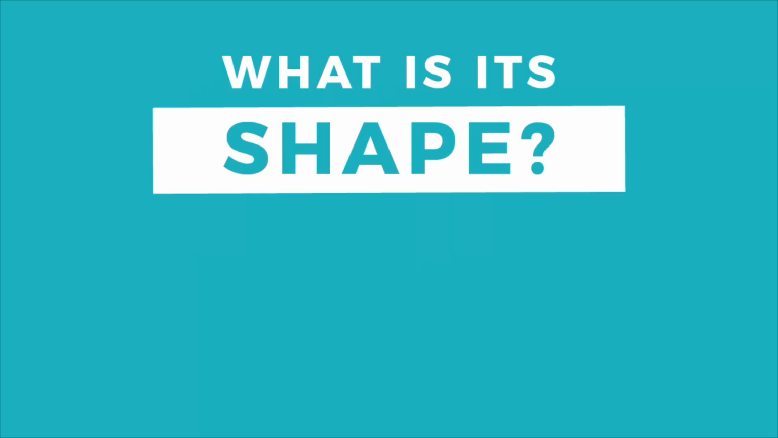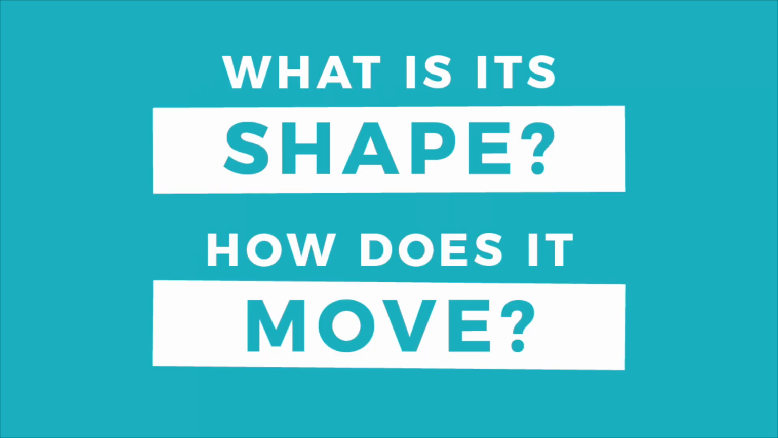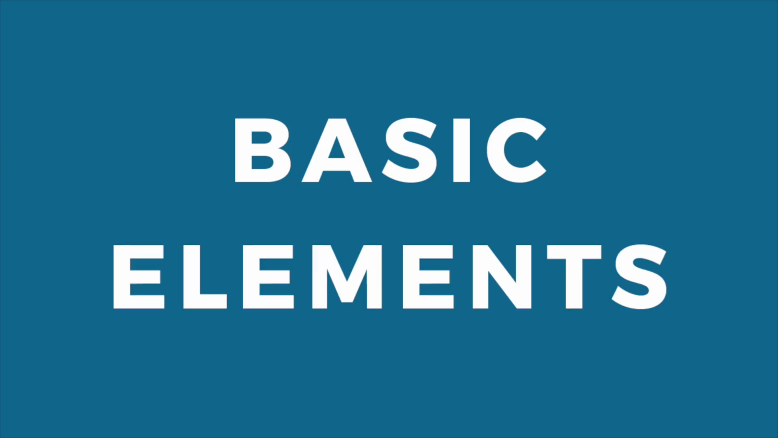But to really get a better understanding of something, we need to understand two things. What is its shape and how does it move? In answering these questions, we can define the basic elements, or what unique qualities make a leg a leg. We determine this by making observations from references.